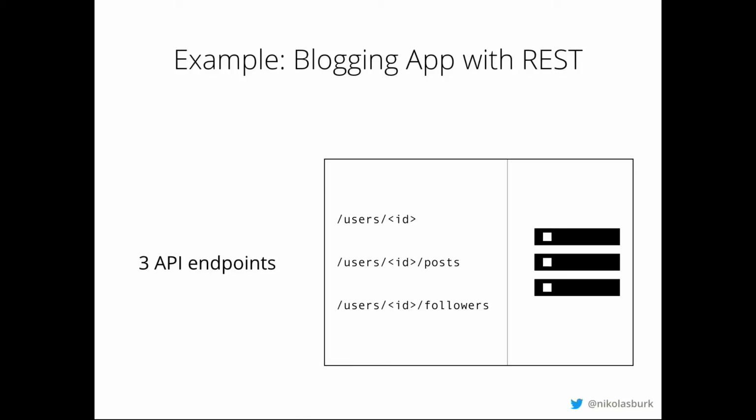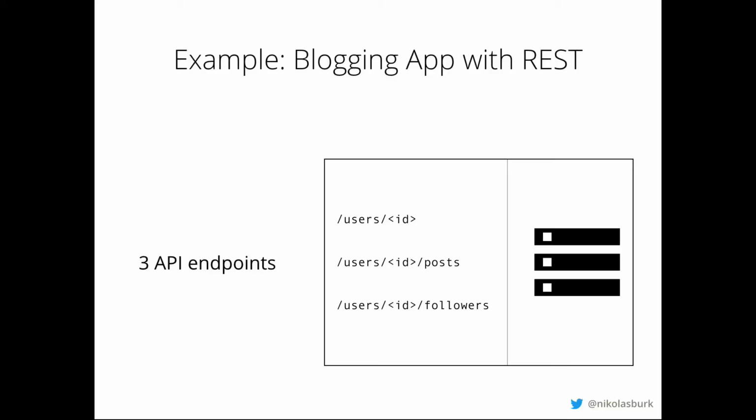The first one would be /users/:userID. This would return information about one particular user with a given ID. Then we would have the /users/:id/posts endpoint, where we could retrieve all the posts that that user has ever created. And then finally, we would have the /users/:id/followers endpoint, and this really would be the endpoint that would give us all the followers for that particular user.